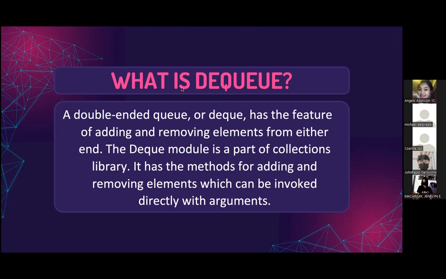So, ayun po. Ang dequeue po ay mayroong two types, like adding and removing. Tapos yung dequeue naman po ay mayroon siyang part ng method sa pag-collect ng data, pero nagda-direct siya with arguments. Next.